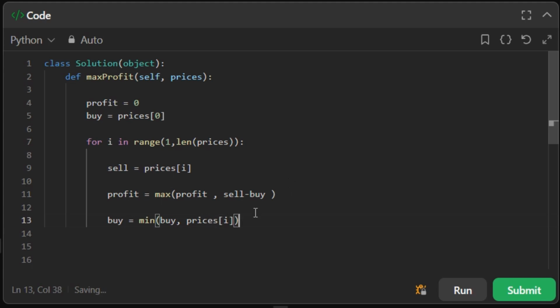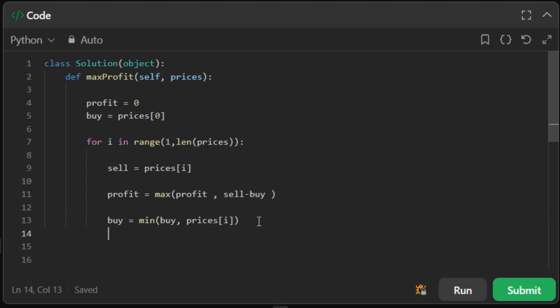Why have we done this? Suppose we have already taken the maximum profit possible for the ith day. Now after that, we will be selling the stocks from the i plus 1th day, right? And for the i plus 1th day, we will simply be using the minimum buying price that has been accumulated till the ith day. In other words, if you wanted to sell on the 3rd day, then you would be using the selling price of the 3rd day and the minimum buying price till the 2nd day.